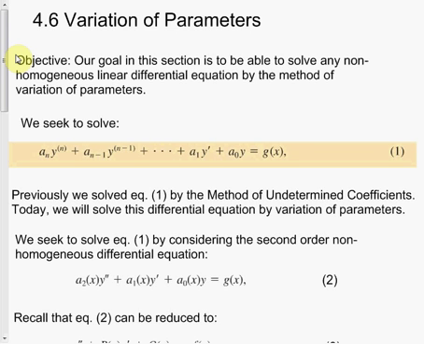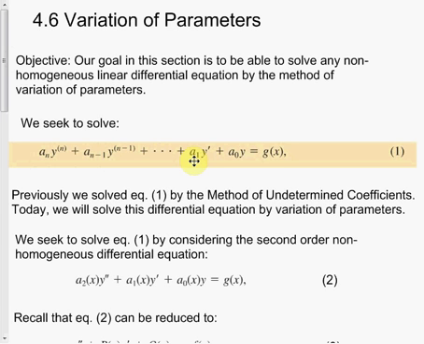So we seek to solve equation number 1. This is a linear nth order non-homogeneous differential equation. What makes it non-homogeneous? It's that g of x sitting over there. It has constant coefficients, a sub n minus 1, and so on to a sub 1. Can the method of variation of parameters be applied to a differential equation if you don't have constant coefficients? Yes, we can still use this method.